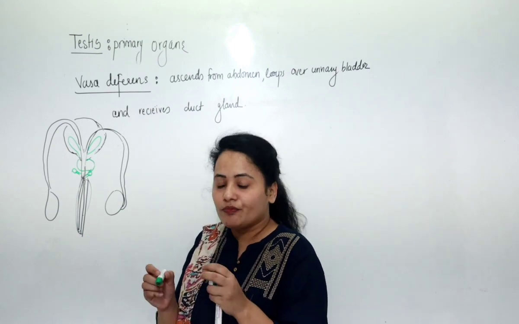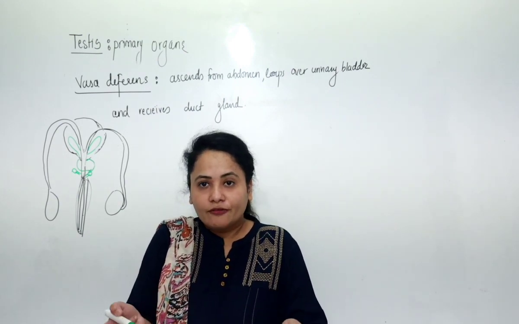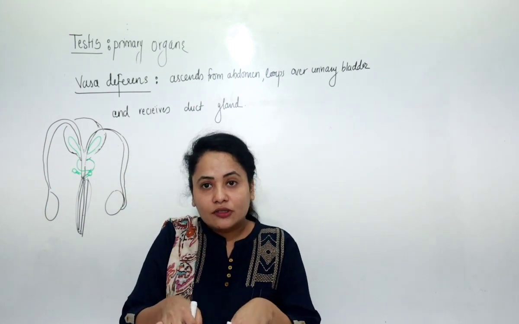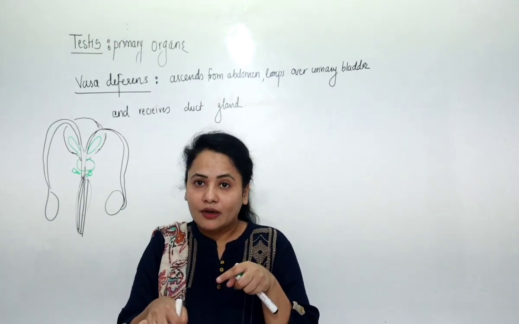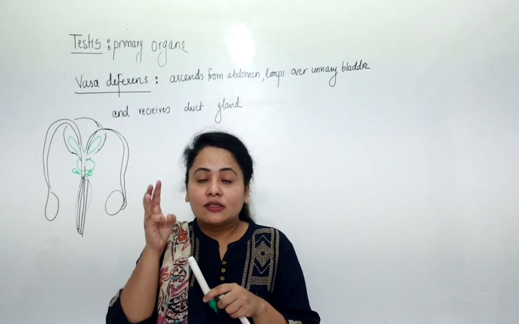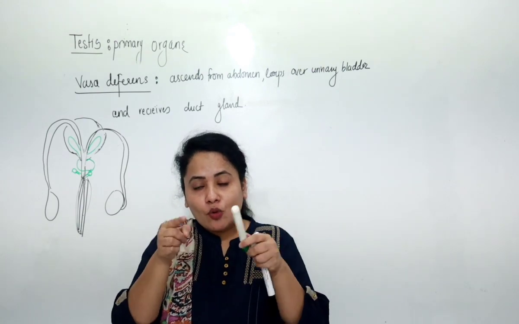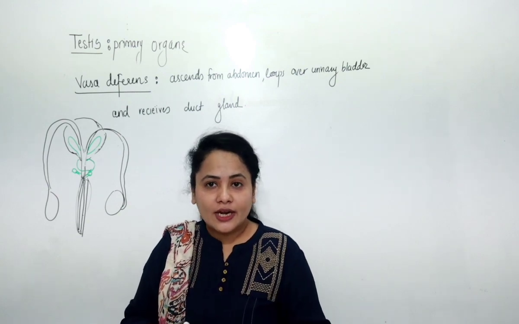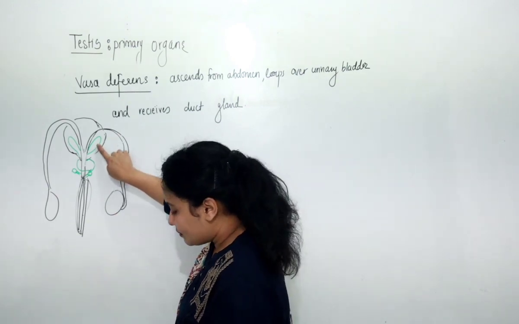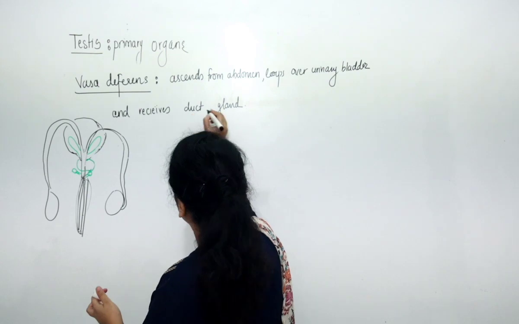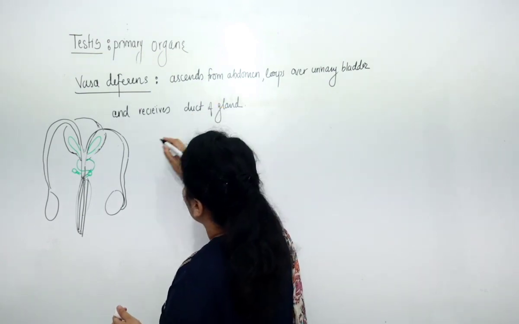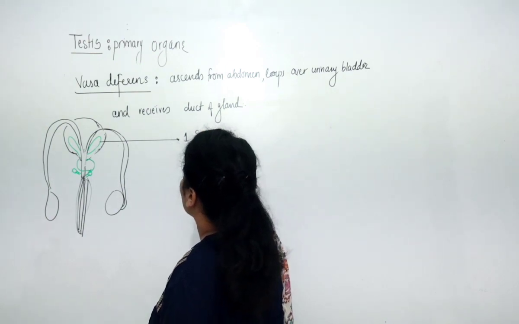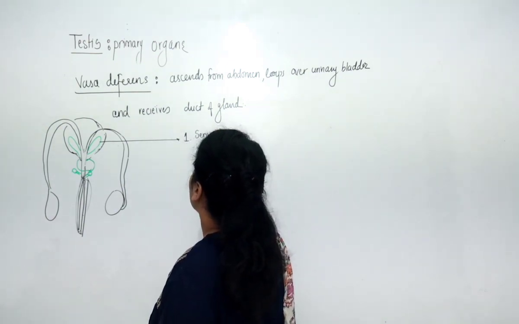I am explaining again. From the testes, the vas deferens arises. It loops over the urinary bladder and enters the penis. But before entering the penis, there are three glands on the way, which pour their secretion into that ejaculatory duct. So which are those three glands? The first gland that comes, we will write about the first gland, is known as the seminal vesicle.